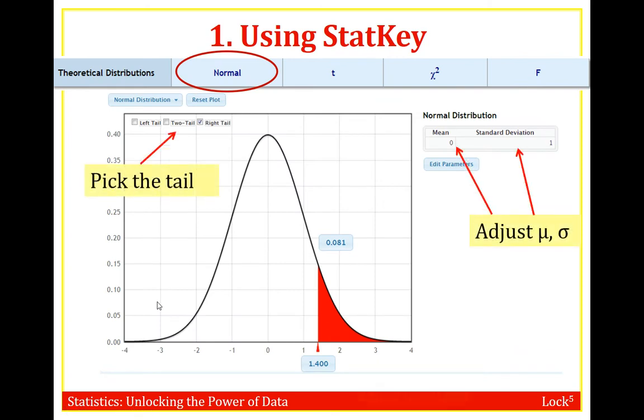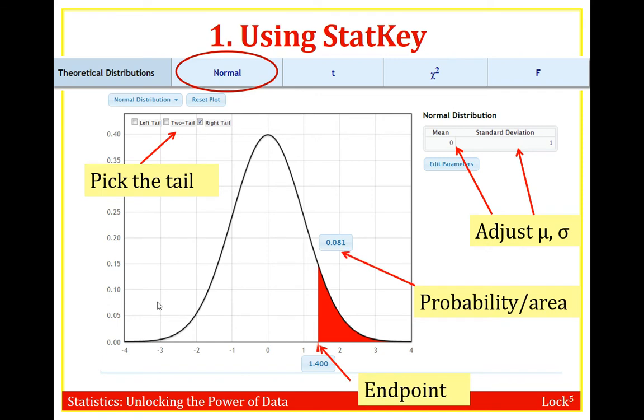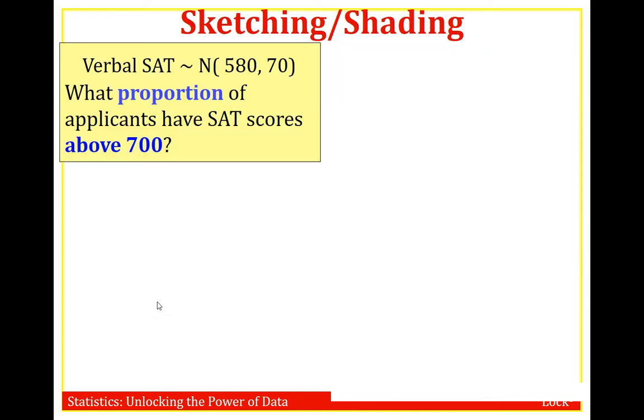Let me jump ahead. This is the same slide we were just at a second ago. Sketching and shading. So let's talk sketch and shade. If we have a verbal SAT, which is normally distributed with a mu of 580 and a standard deviation of 70, the first good thing you can do for yourself is learn how to read that notation. What proportion of applicant SAT scores are above 700? Okay, so right away we're talking about a right tail test. I know it's a right tail because I see the words above 700.